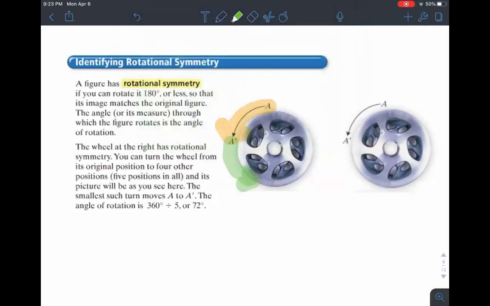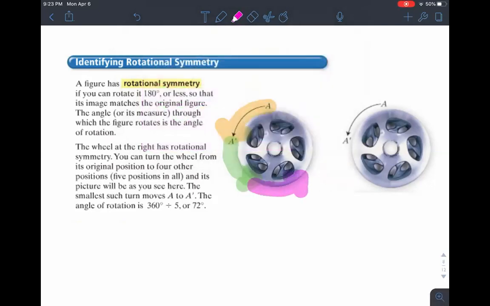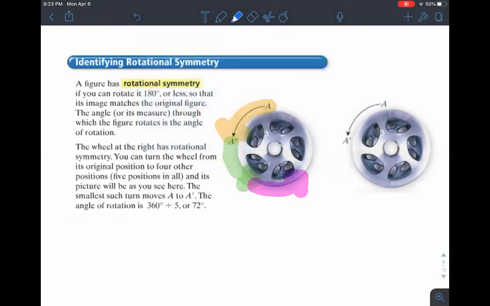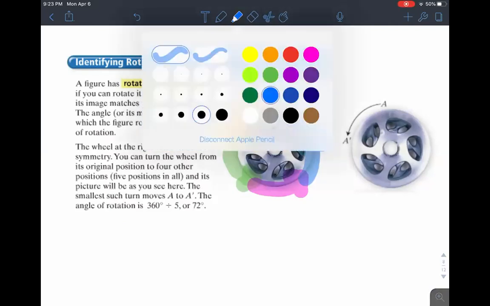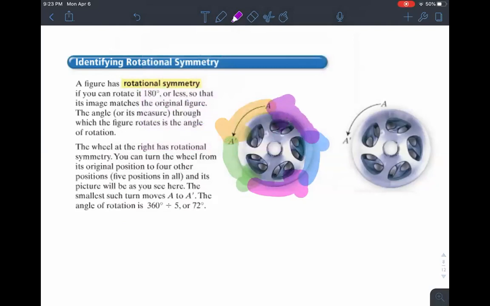So 72 more degrees looks exactly the same. 72 more looks exactly the same. 72 more looks exactly the same. And then finally, I get back home again and it looks exactly the same. So there's 5 different times that happens: 1, 2, 3, 4, 5. This is said to have 5 rotational symmetries.